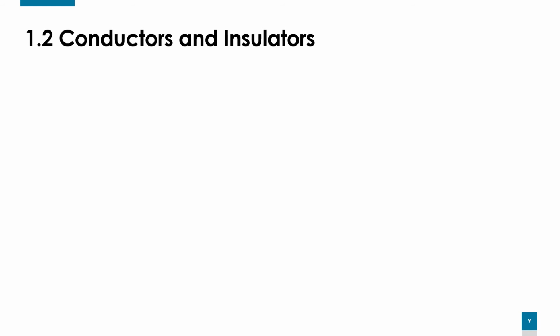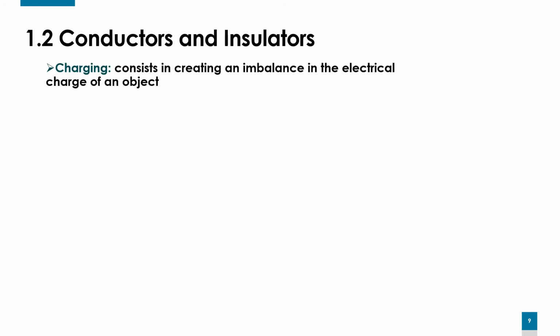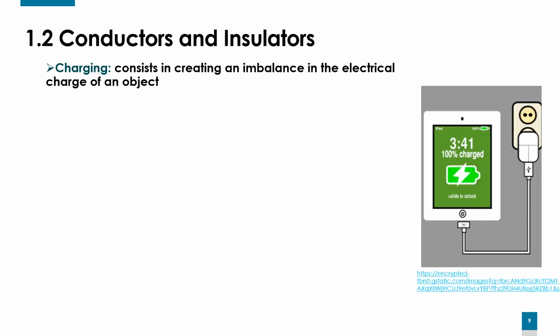Okay, so now I'm gonna talk about conductors and insulators. So charge, what's charge? It consists of creating an imbalance. Charge is basically when you transfer electricity from one object to another. So when you plug in your cell phone or your computer in the outlet, you are transferring charge from the electrical current from your home or your school to your device. So you are transferring from your energy source to your device.